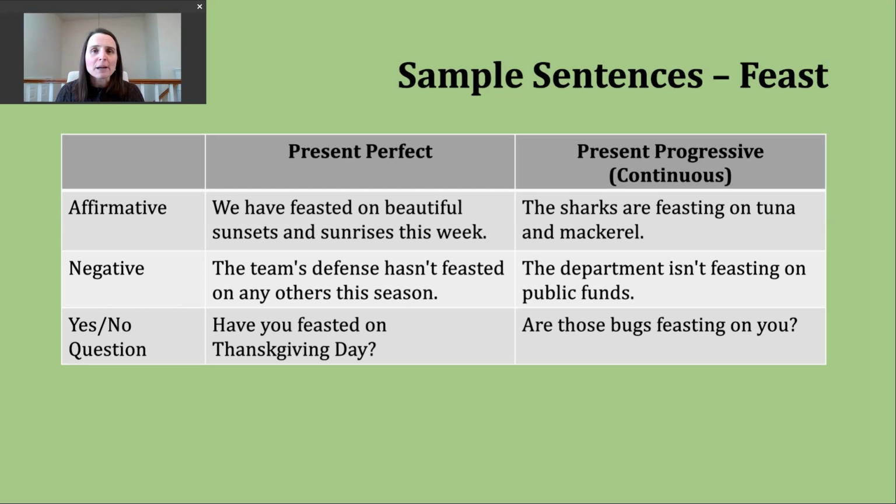Some grammar books and teachers will use the phrase present continuous. These two terms mean the same thing. So we're using this verb tense to talk about an action that is in progress or something that is happening right now. We need two parts to make the present progressive. We're going to use a present form of be, so that's am, is, or are, and then we're going to use the ing form of the verb.